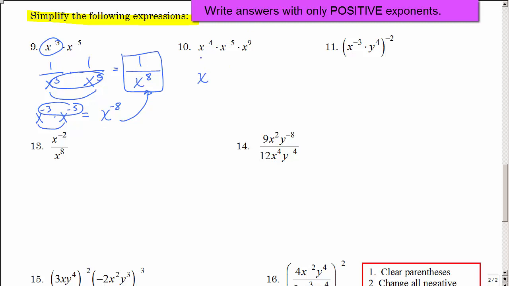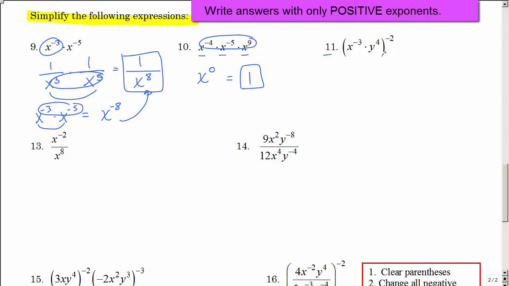So let's see what happens if I do it that way. If I kept the base and added all 3 of those, what do I get? Well, negative 4 and negative 5, that's negative 9 plus 9. Oh, that's 0. And what's anything except 0 raised to the power of 0? That is 1.